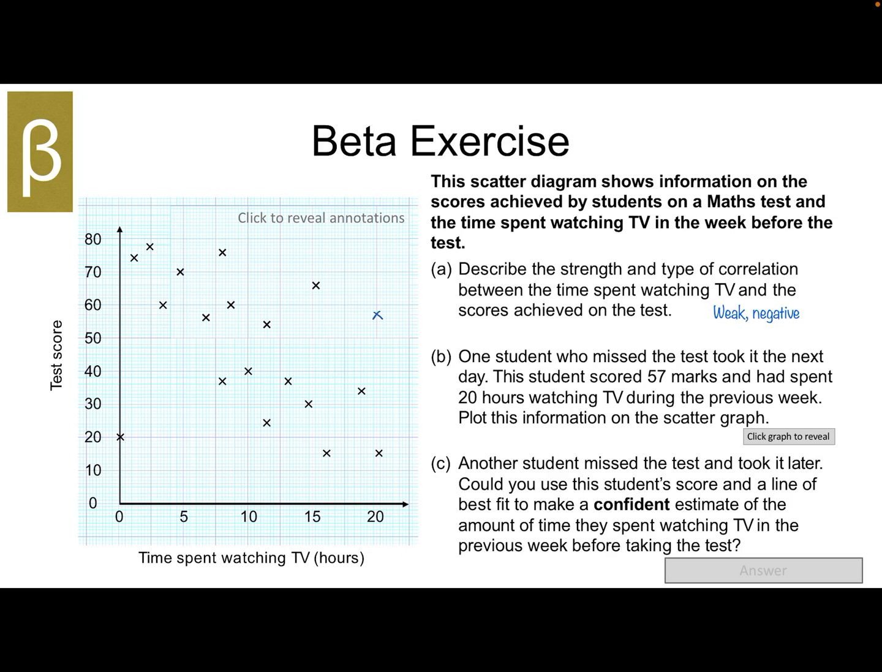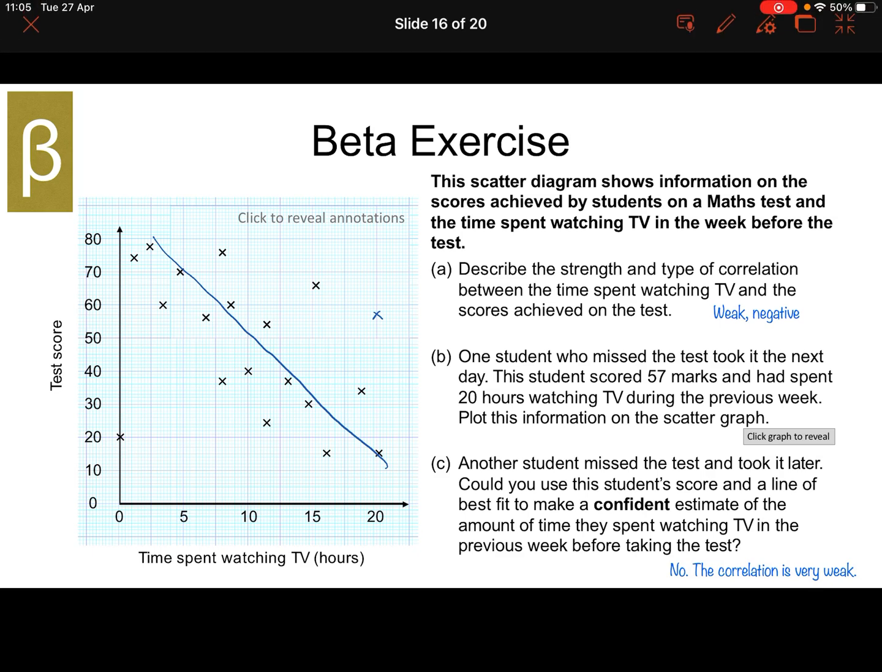Another student missed the test and took it later. Could you use the student score and a line of best fit to make a confident estimate of the amount of time they spend watching TV? Well, no, you can't really, because if you make a line of best fit, you have no confidence in it. The points are showing a weak correlation, so you know there's a lot of error implied. So it means whatever predictions you make are going to be inherently unreliable. Okay, so no, because the correlation is weak.